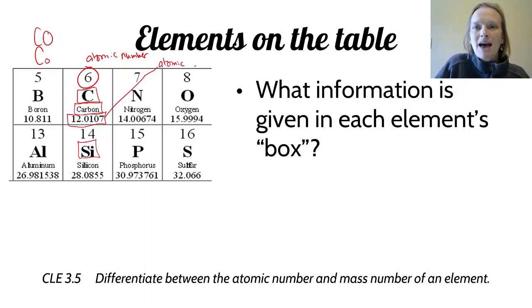Now, this atomic mass is different to the mass number that we will also talk about in class. Mass number and atomic mass are not the same. The atomic mass is a weighted average of the mass of all of the different isotopes that occur naturally of an element. We'll talk about that more in class. Just know for now that the atomic mass is on the periodic table, not the mass number, which we will also talk about in class.